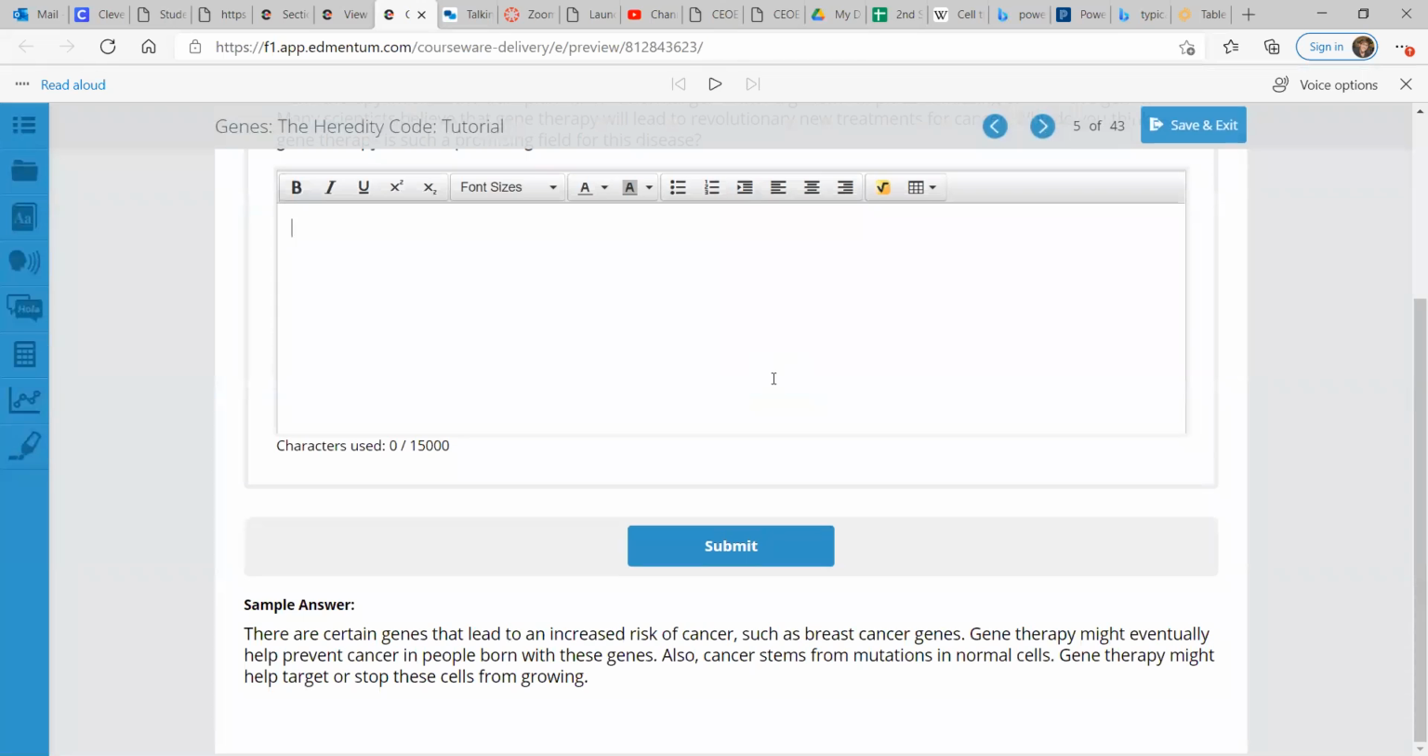And for the sample answer, there are certain genes that lead to an increased risk of cancer, such as breast cancer genes. Gene therapy might eventually help prevent cancer in people born with these genes. Also, cancer stems from mutation in normal cells. Gene therapy might help target or stop these cells from growing.